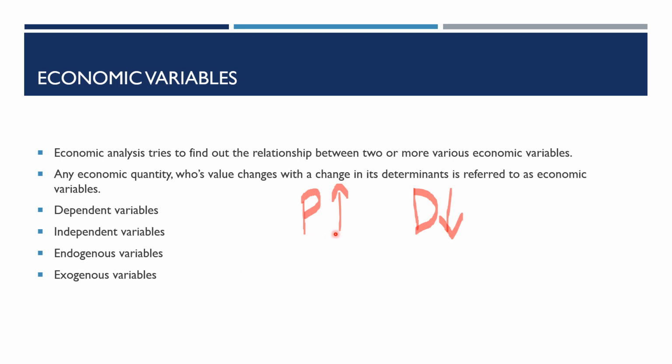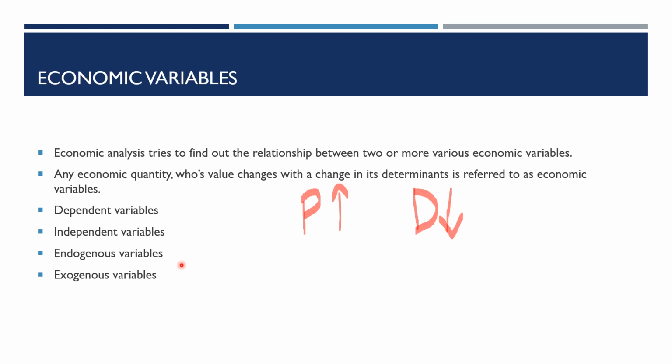So independent variable refers to variables that are independent and are not affected by a change in any other variable. And dependent variable refers to those variables whose values are dependent on the values of other variables, like demand in this case. So demand is a dependent variable and price is an independent variable.